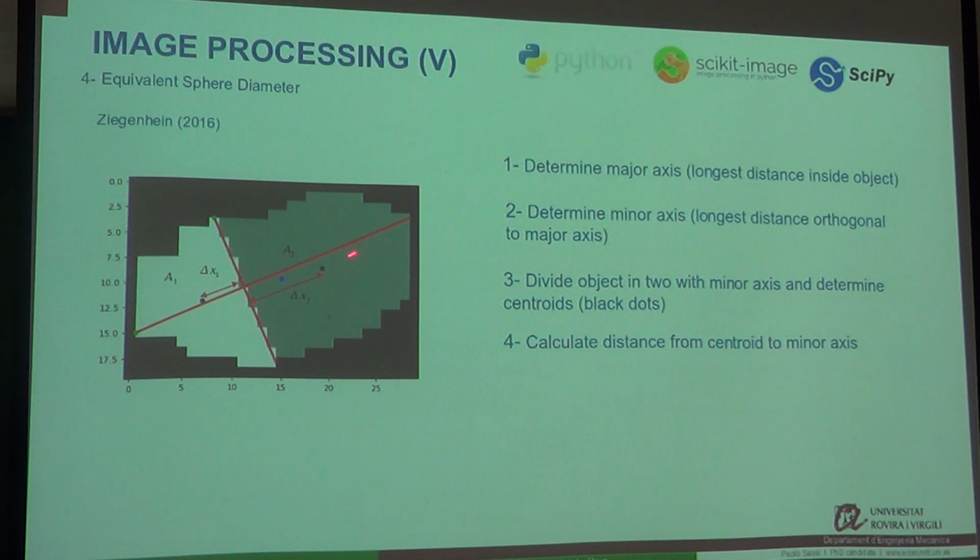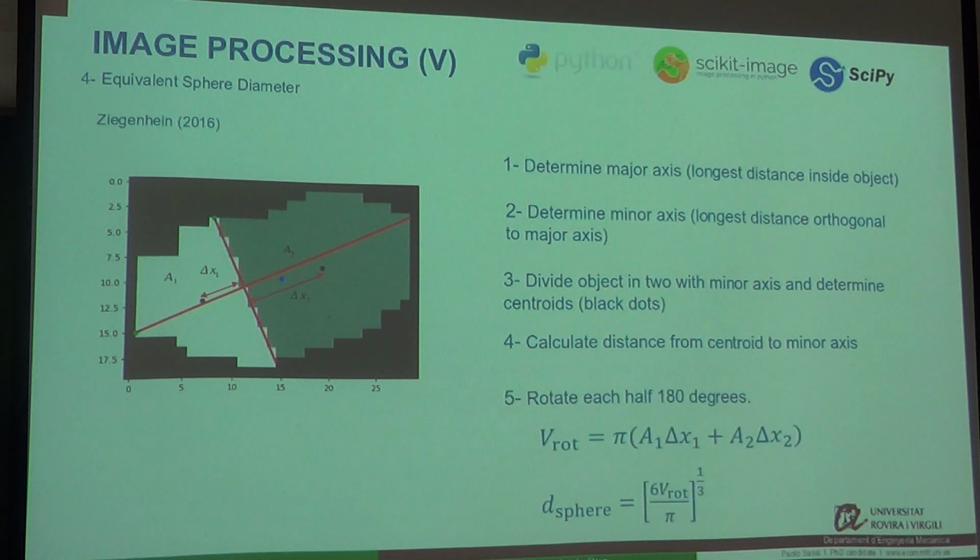Again, we have these two centroids for the two halves of the drop. Then we calculate this distance, and then we rotate each half 180 degrees, or pi radians, and we add them up, and we say that this is the volume of the drop. And then, as it is equivalent to a sphere, we apply the equation of the diameter of a sphere, and we get the characterized size of the drop. But of course, this is measured in pixels.